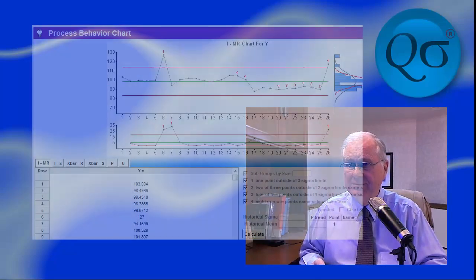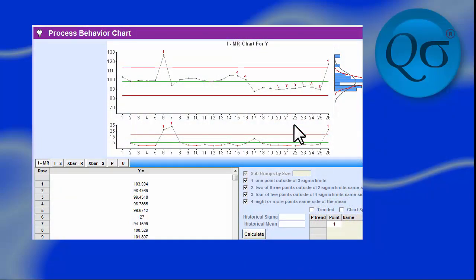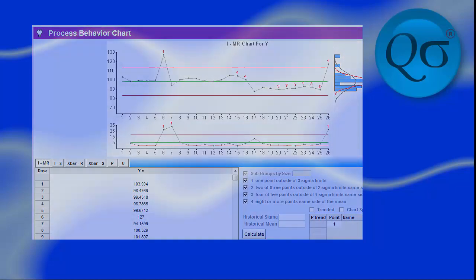Number 1, an I and MR chart will tell you if your process needs attention. In this chart, we have multiple rule violations, violating Rule 1, Rule 4, Rule 3, Rule 1 again, and Rule 1 here and here. So we would conclude immediately that this process needs some attention from us. It's not running stably and predictably.